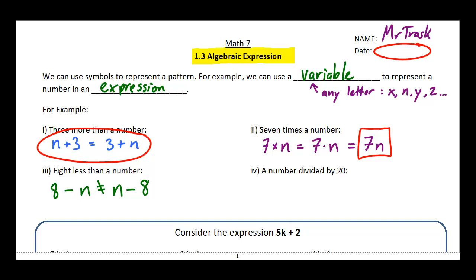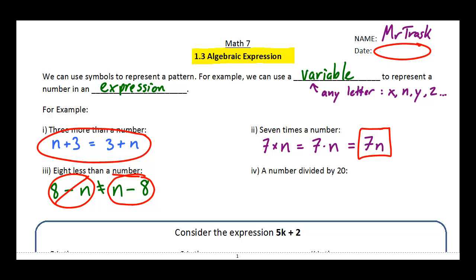With addition, it didn't matter which order we add them in. N plus 3 is the same as 3 plus n. But with subtraction, it's not the same thing. 8 minus n is not the same thing as n minus 8. So we have to be really careful how we read this. It's 8 less than a number, which means we take a number and we want to take 8 away from it, which means this is our correct interpretation. This one is wrong. Okay, we have to be really careful. Subtraction is sort of, when you read it, it's almost the opposite of the way you read it.